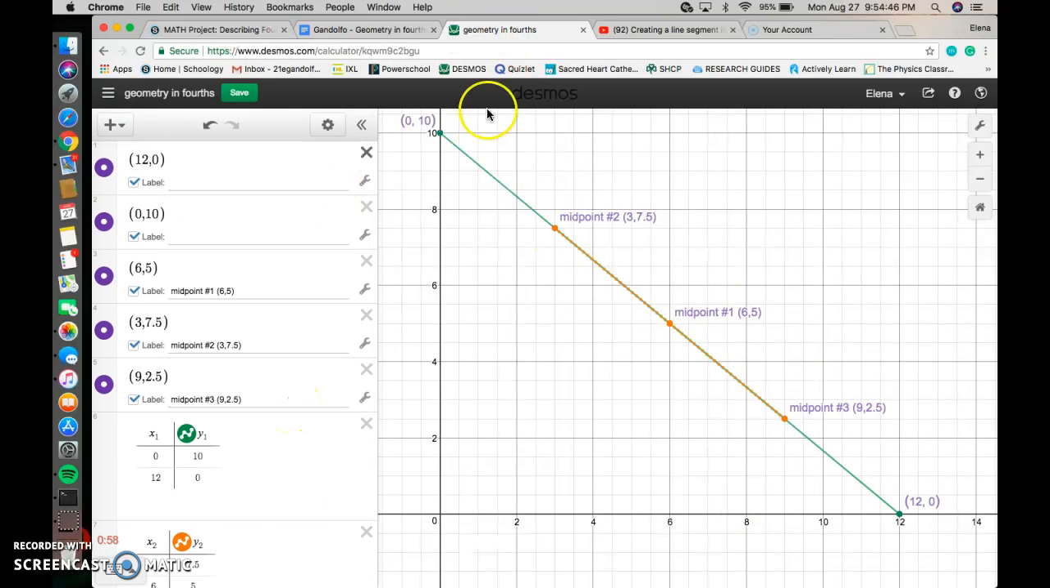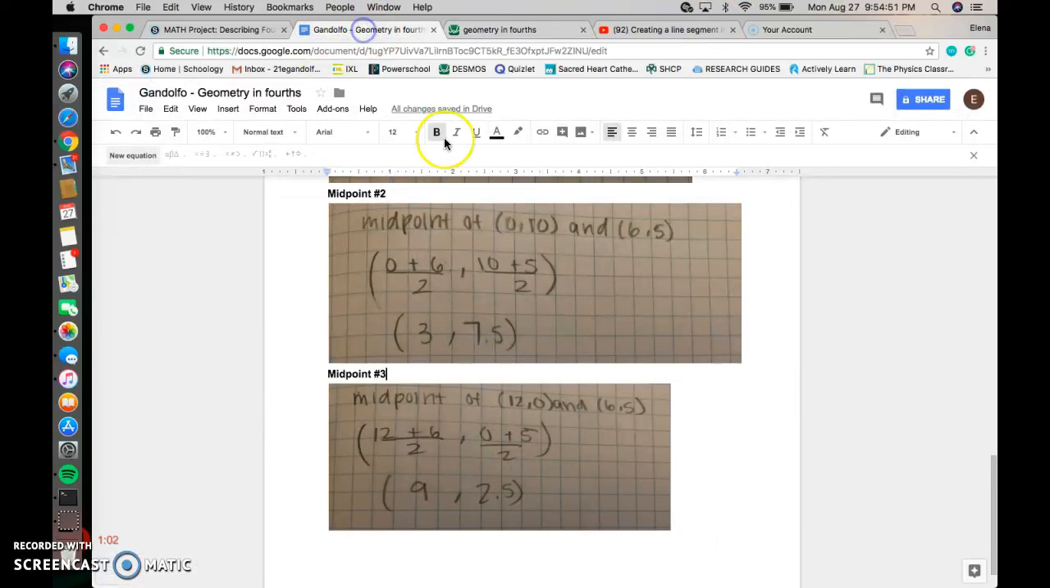And then I just connected those in one line segment, so this is like the fourths. So yeah.